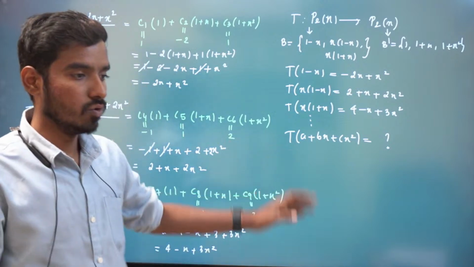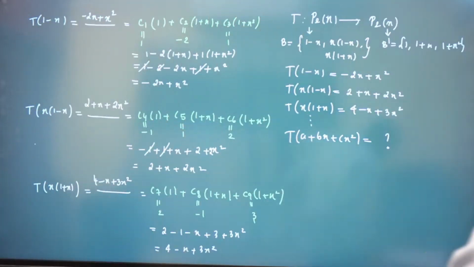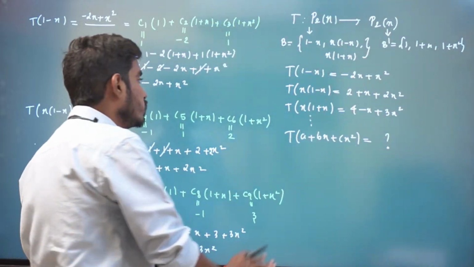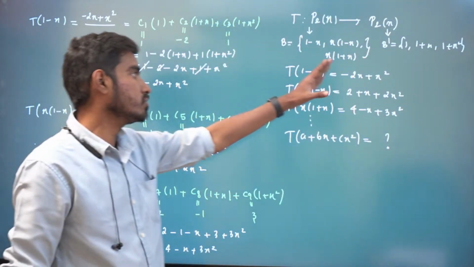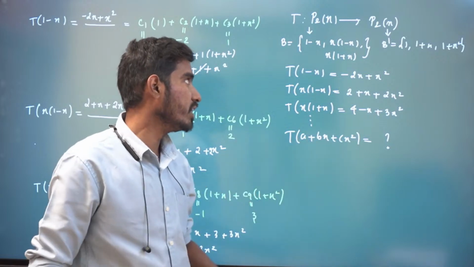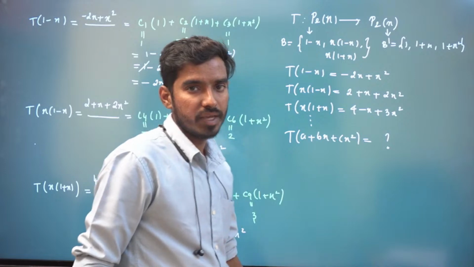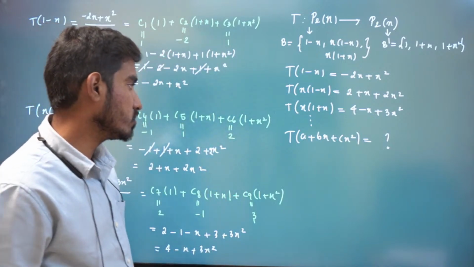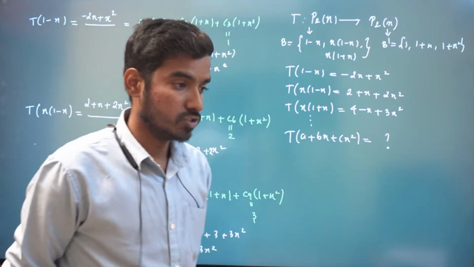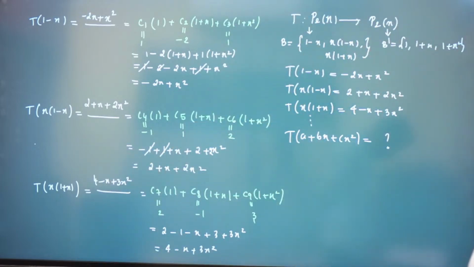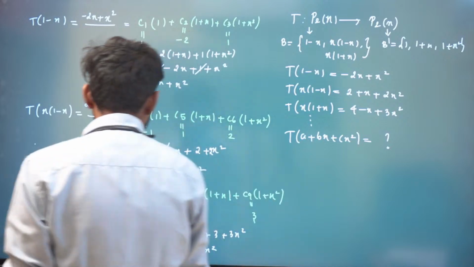Is the question now clear? We know this maps to this, this maps to this, and this maps to this. In general, you take any vector in P2(x), which is of the form a plus bx plus cx squared, and you see where it maps to. Is it clear? Now we will find that map. This is how we need to find it.